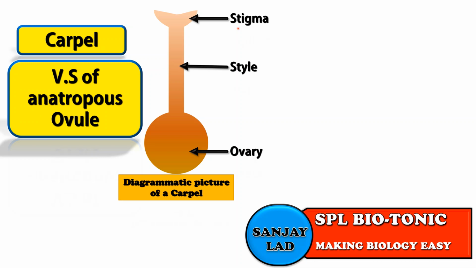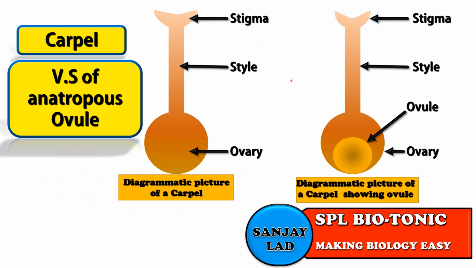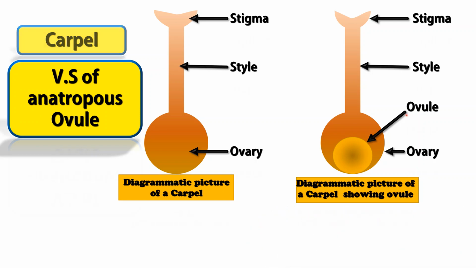This ovary also encloses ovules. We can see the ovule inside this ovary. The arrangement of ovules in the ovary is called placentation.